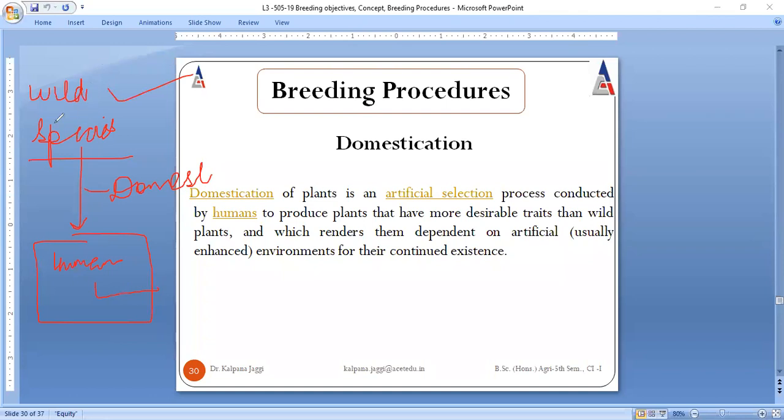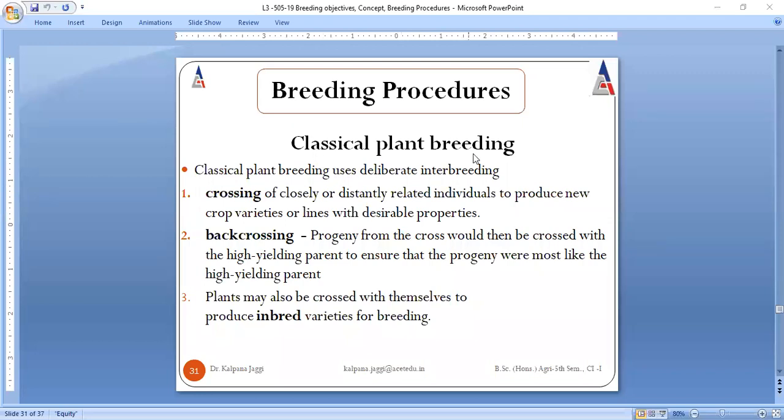So when the growth of the wild species is under human observation, then we call that particular process domestication. So it is an artificial selection conducted by humans, so that humans could produce a plant that has more desirable traits as compared to the wild plant, right? But here in this artificial selection, humans are allowing the plant to be dependent on an artificial environment, right? So that their existence continues. This is domestication. Next to domestication is classical plant breeding.